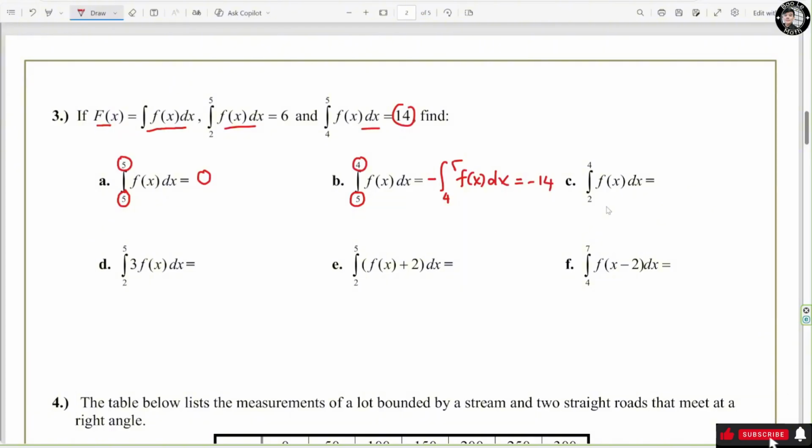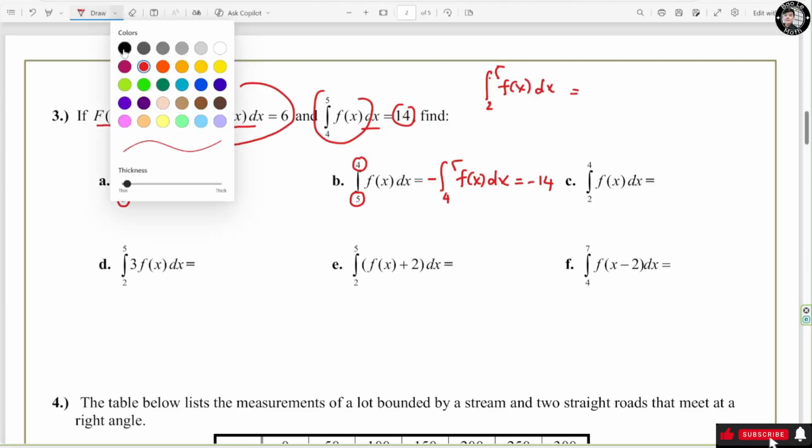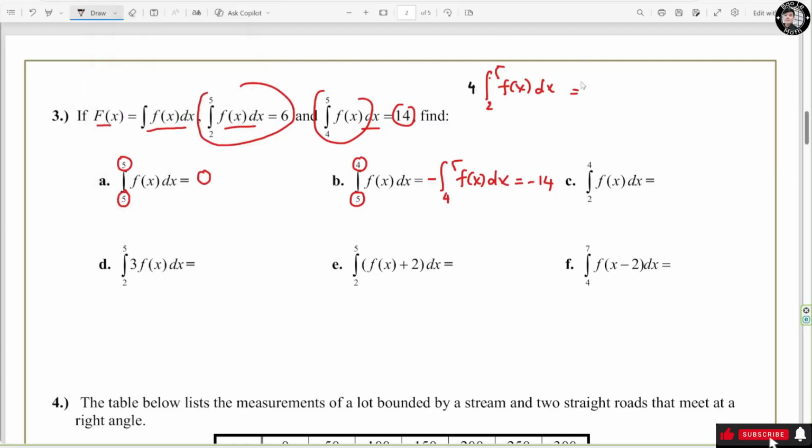Now question C. The integral from 2 to 4 of f of s ds. Now look at this one, it's not given, right? So we have 2 to 5 and 4 to 5, right? So we can rewrite this one as the integral from 2 to 5 of f of s ds equals, we're going to put 4 in the middle right here, right? So we have the integral from 2 to 4 of f of s ds plus the integral from 4 to 5 of f of s ds, right?